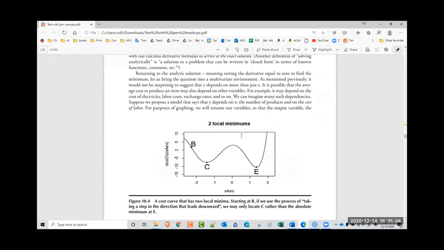Now, how do we do that mathematically? Not with our feet, right? Because we're not really standing on a curve. We're just going to have a formula for the curve.